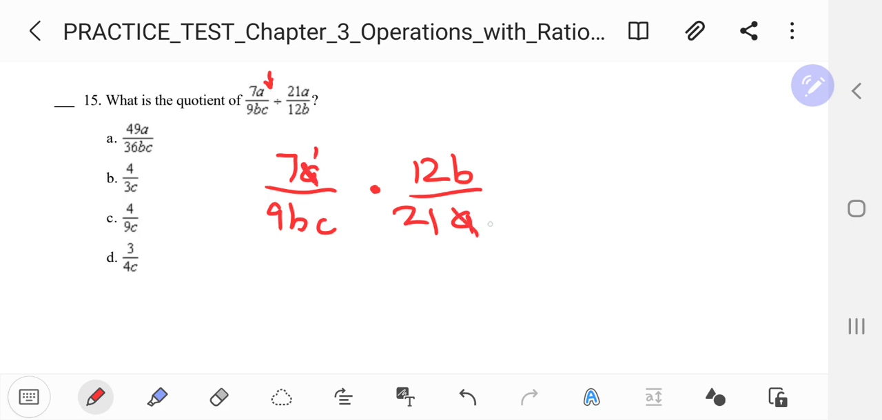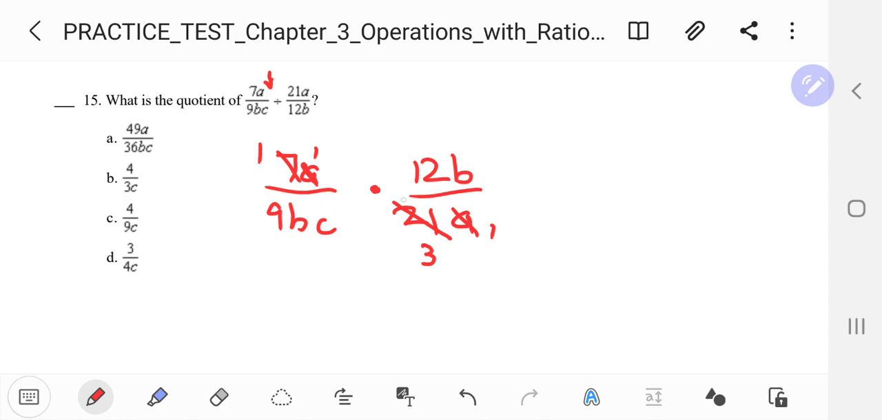Right? They both go to 1. 7 and 21 share a factor. There's a factor of 7 hidden inside of the 21. So that 7 can cancel out, leaving a 3. And the factor of 7 up here can cancel out, leaving 1.